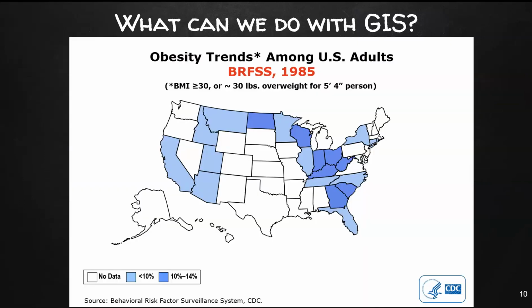Also, we can look at another thematic map, a choropleth map. We can look at obesity trends, and here is obesity in 1985, with no data. And notice this, we have only two categories: less than 10% in the light blue, and 10% to 14%.